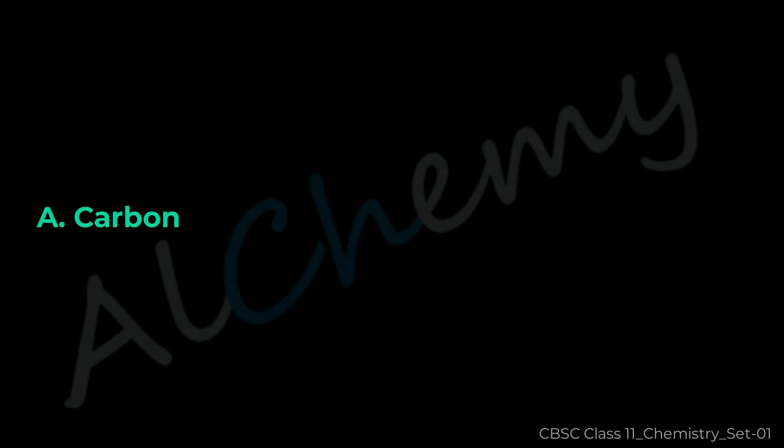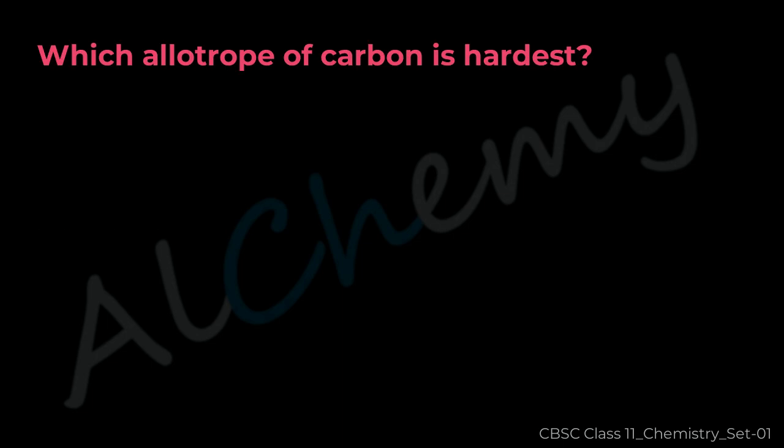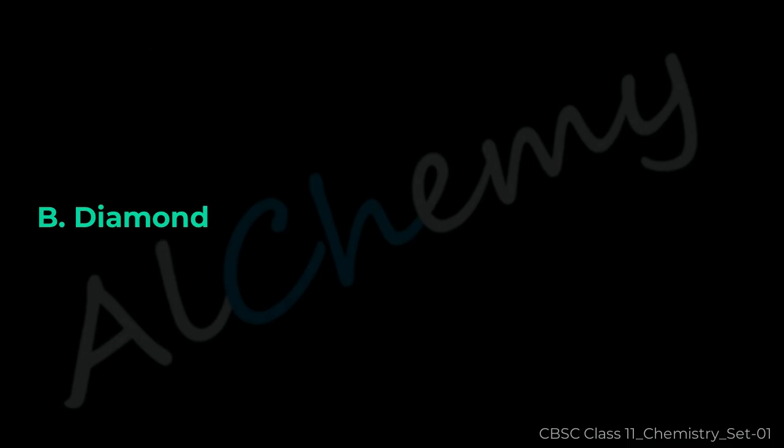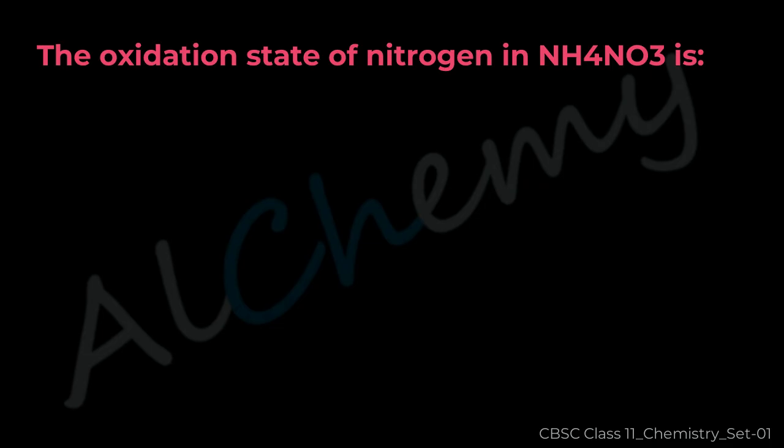Carbon. Question 36. Which allotrope of carbon is hardest? A. Graphite. B. Diamond. C. Fullerene. D. Charcoal. The correct answer is B. Diamond.